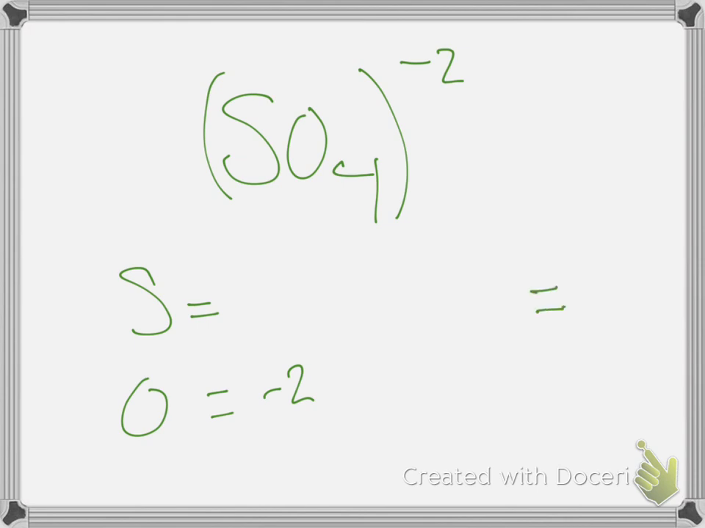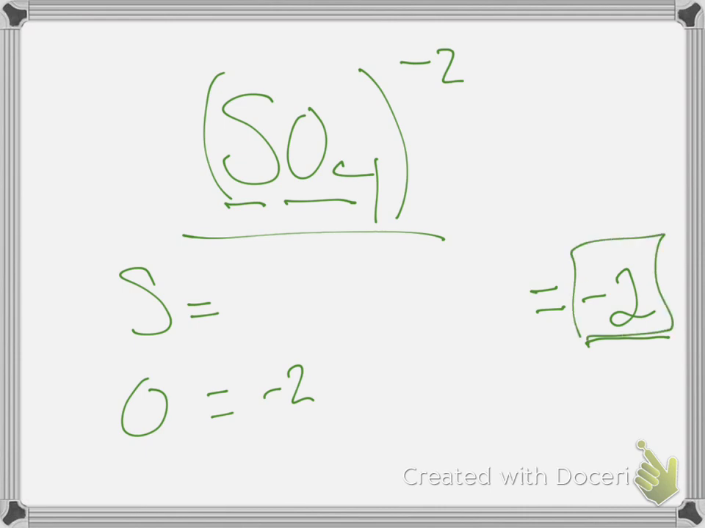However, should I set this equal to 0? What should I set it equal to? -2. Because that's the overall charge of that compound. Y'all understand that? Yeah. So if I give you an overall charge, that's what you need to use. So what I'm saying is sulfur plus 4 oxygens need to equal -2.